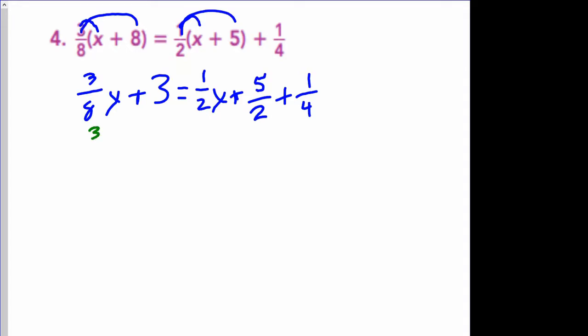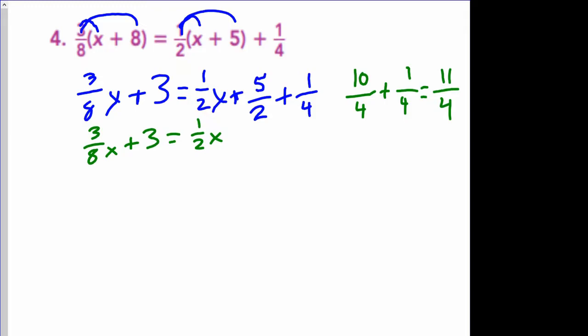So we still have just 3/8 x plus 3 on this side. Over here we still have 1/2 x. But now I'm going to add 1/4 and 5/2. I want to multiply 5/2 by 2 and get 10 over 4 plus 1 over 4. That's what I want to do. So now I have 11/4 on this side. So this is plus 11/4.